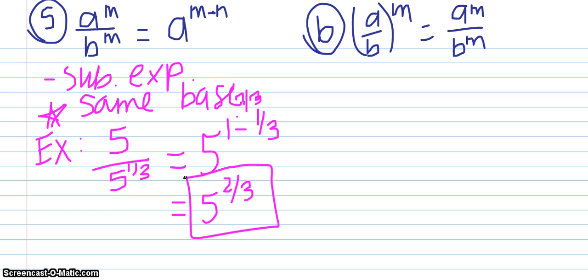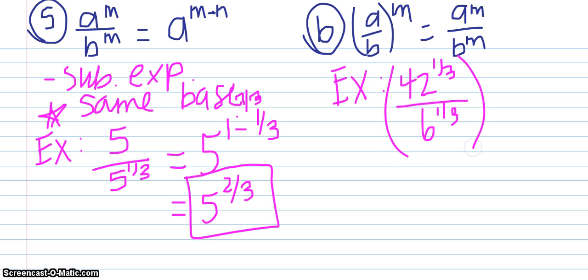And the last property we're going to look at is a over b, all to the m power. And I know that I need to distribute this, so I have a to the m over b to the m. So an example of this would be 42 to the 1/3 power over 6 to the 1/3 power, all raised to the second power. There's two different ways I can solve this.